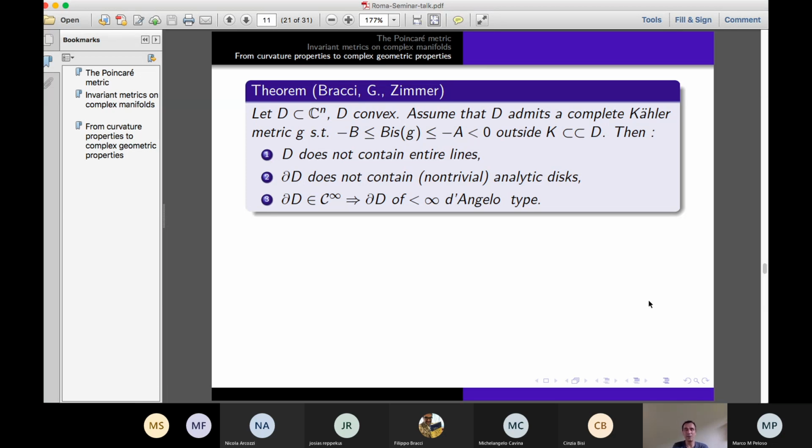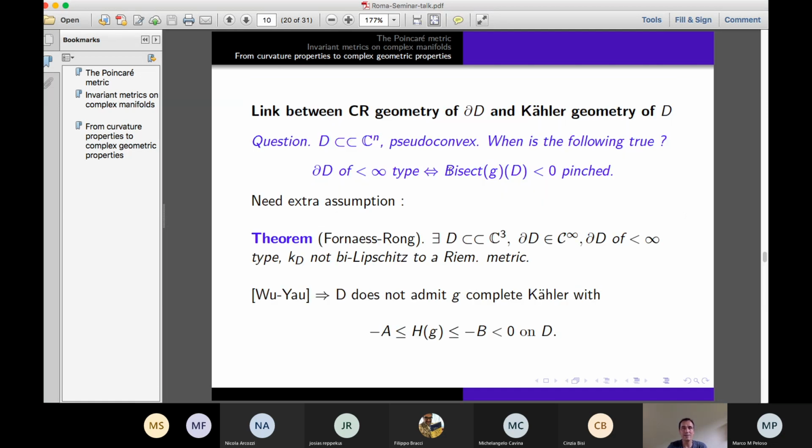If we go back to the question before, it just tells that we have one direction. If the bisectional curvature is negatively pinched, then the domain is of finite type.